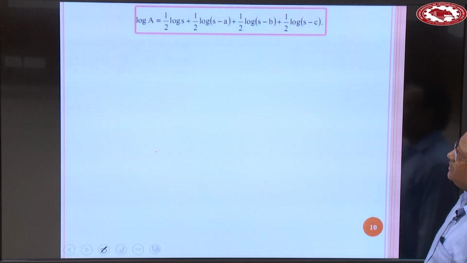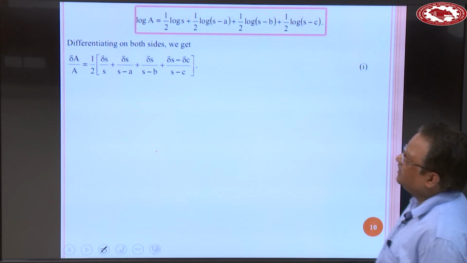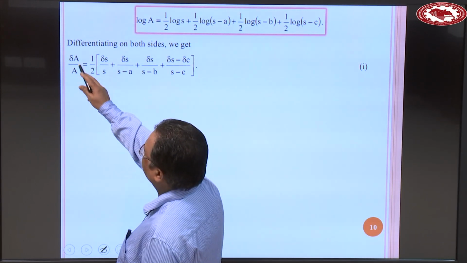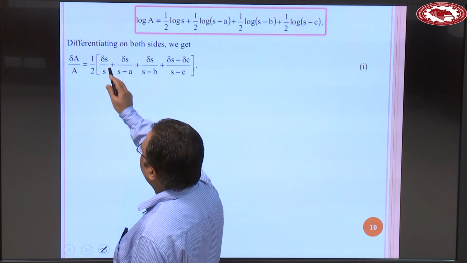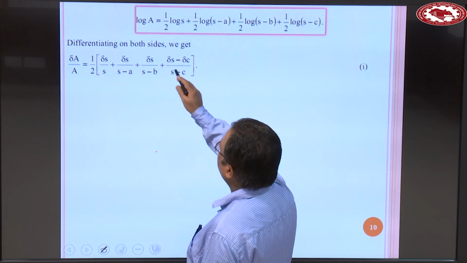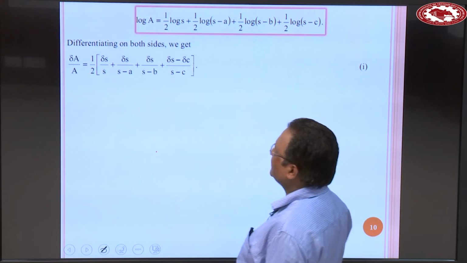Differentiating on both sides, we get delta A over A is equal to 1 over 2 times delta S over S plus delta S over S minus A plus delta S over S minus B minus delta C over S minus C.